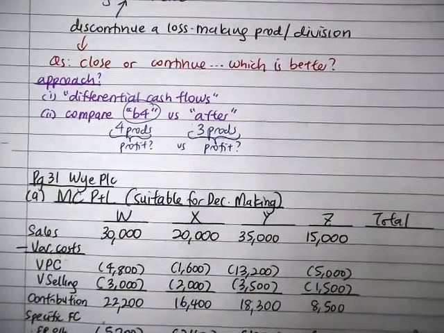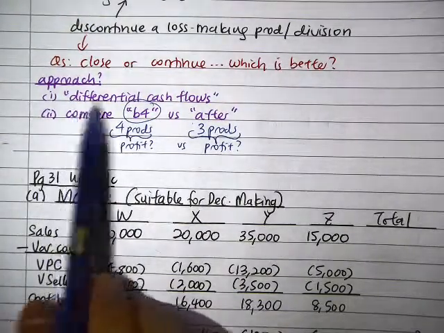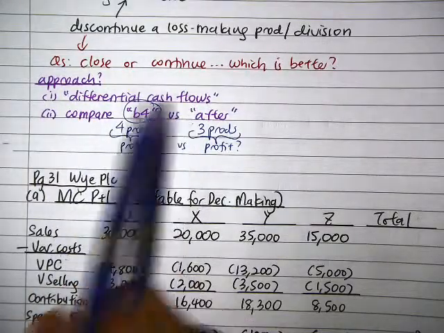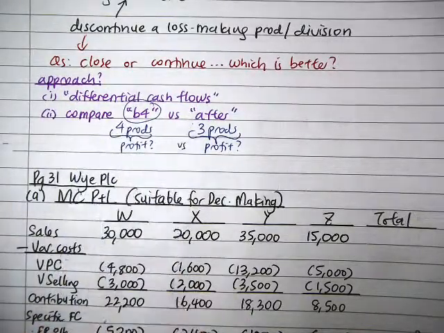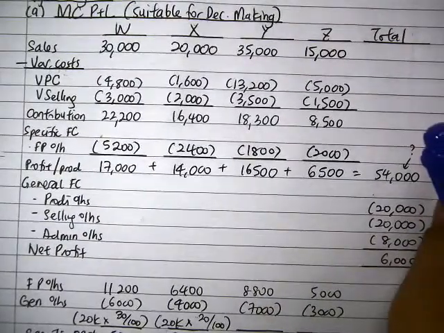So you show the numbers, what will happen if, let's say, you discontinue product Z. Now just like I told you, there are two ways of how you can answer the question. One, you show the differential cash flow. Two, you compare before and after. Okay, before is like this.